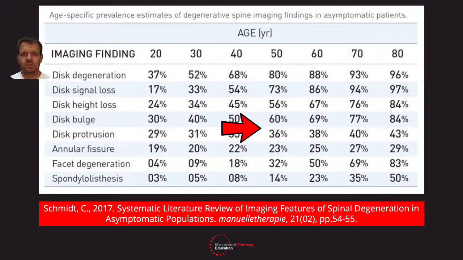Okay, so this was a really good study that was done. So it's a systematic literature review of imaging findings, spinal degeneration in asymptomatic populations. So that's the reference there if you want to go and have a look at that paper.